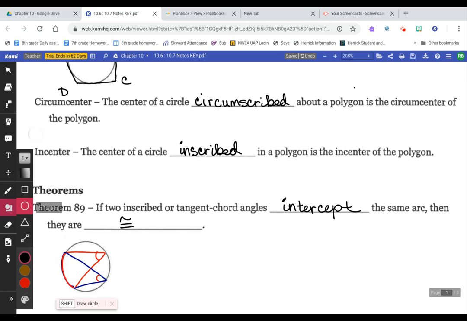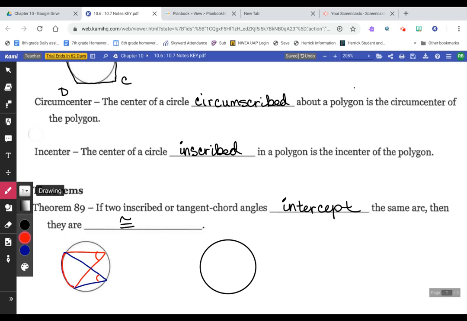You can also, if we had a tangent chord, so we'll make a tangent here and a chord, we'd have to use the same arcs. I'm not super great at drawing these, but if we had a tangent here with the same chord, it's stating that this angle would be congruent to this angle because they intercept the same arcs.